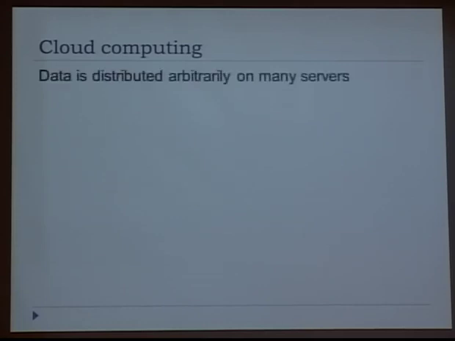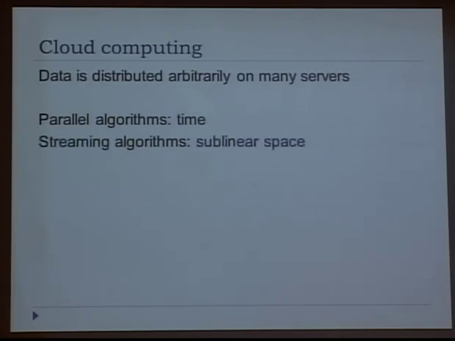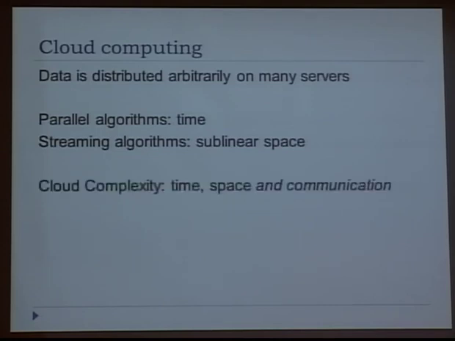Well, I guess the main point is that data is distributed on many servers. This is not a new thing. This has been happening for a while. In parallel algorithms, computation is distributed, and there the focus is the time to complete a task. In streaming algorithms, there's so much data that it doesn't even fit in memory, and not even on many processors or many servers. But there the focus is sublinear space or memory. And so in the cloud, or with many servers, in addition to time and space, the question is communication.